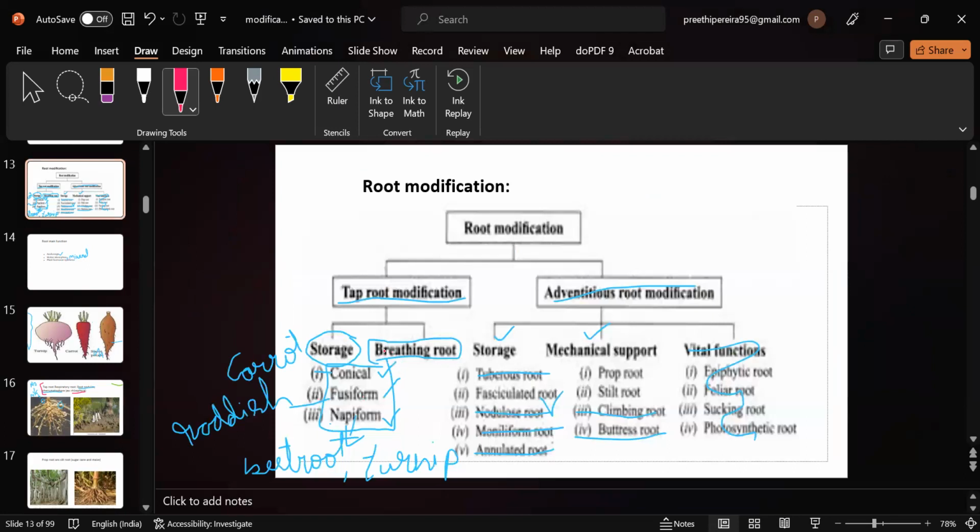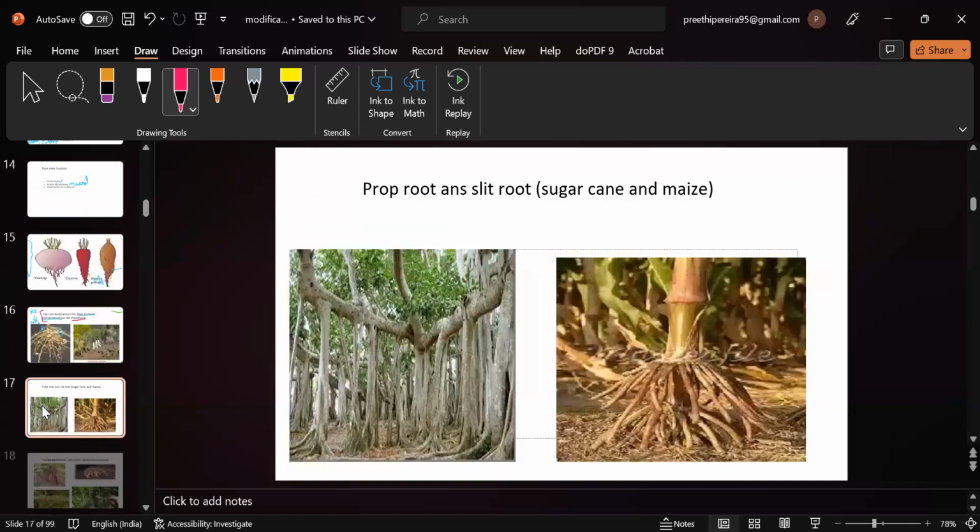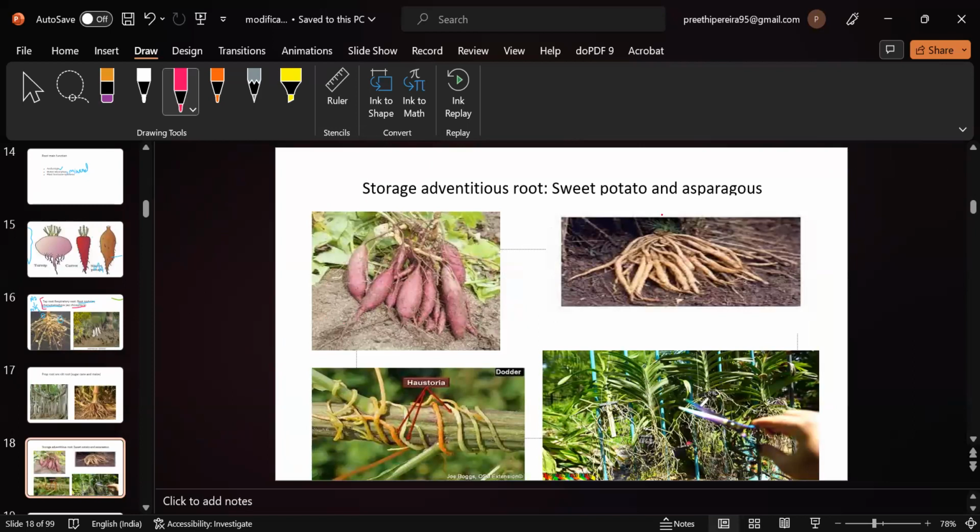Okay. So now we finished the modifications of taproot. We finished modification storage as well as breathing roots. Now we will see the modifications of adventitious root, that is fibrous root. First one is storage. Storage के लिए best example, only one we will study, that is fasciculated kind of storage, है ना?